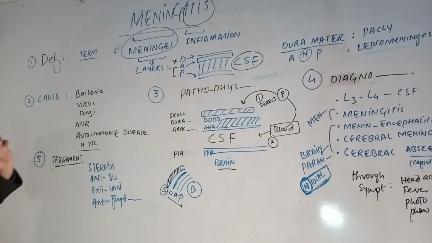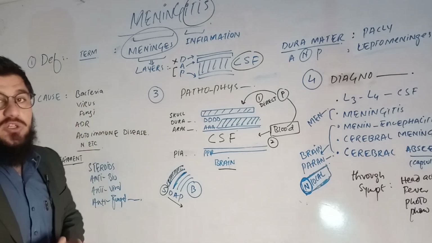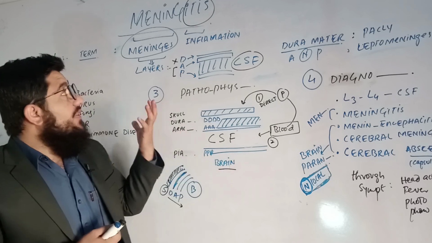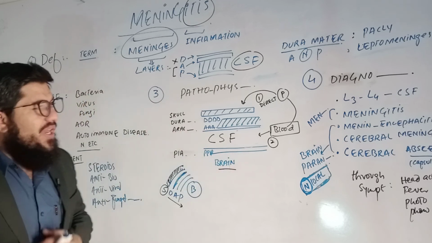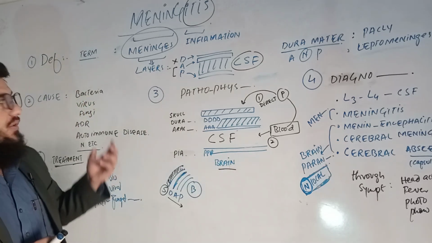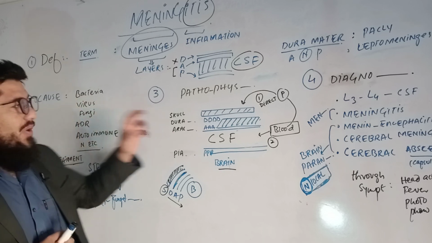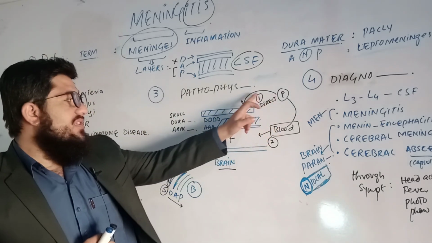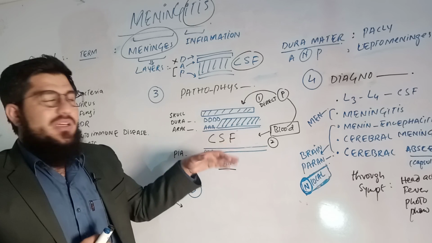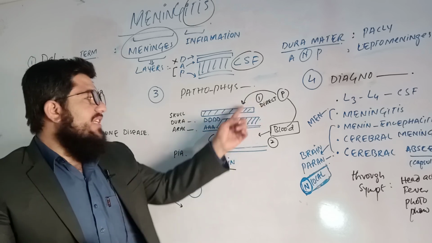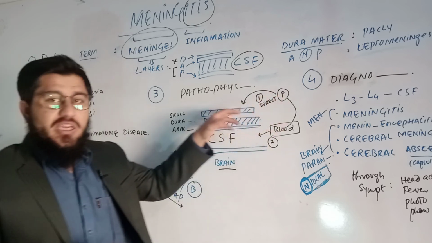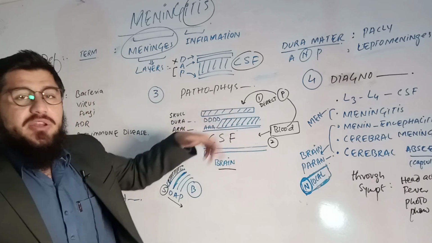Well, then we go towards the third one, the pathophysiology. How is meningitis actually caused? Very simple. We have the pathogens. When the pathogen enters, whether directly or indirectly, we call this the direct mechanism because it is getting into the CSF directly by means of an injury.